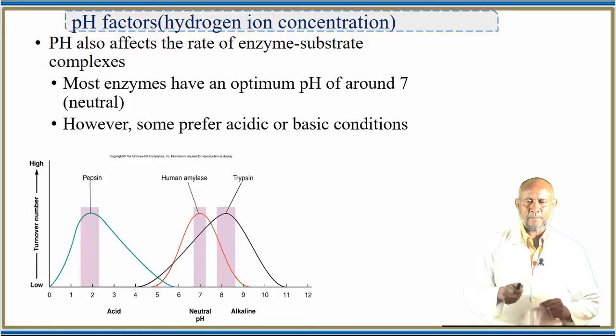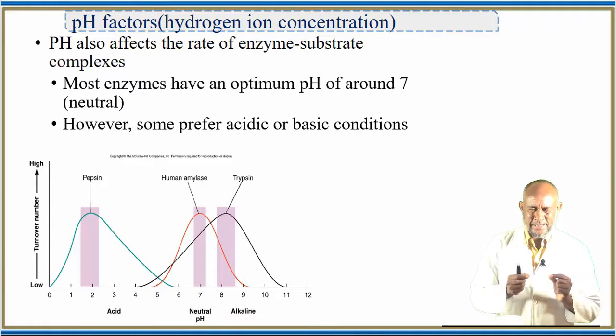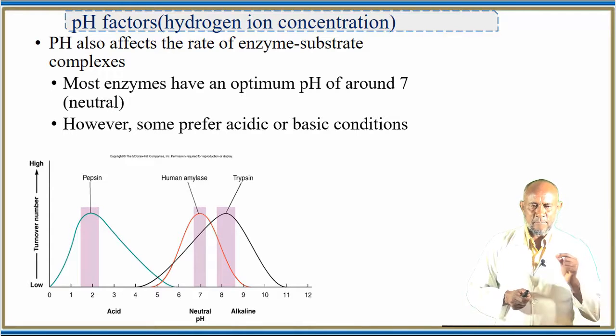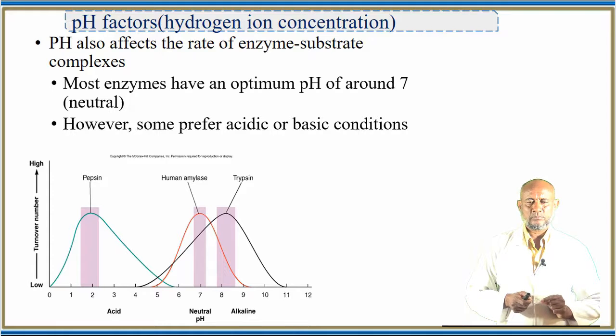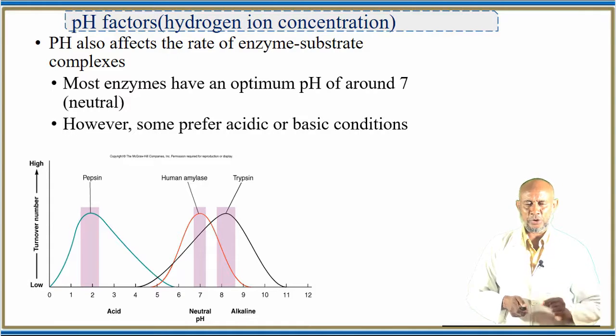If you look at trypsin, it works more effectively when the pH is 8, that is an alkaline condition. Therefore, of these three enzymes, pepsin prefers an acidic environment to work properly. Human amylase prefers a neutral pH condition, and trypsin, which is an intestinal enzyme, works in alkaline condition.